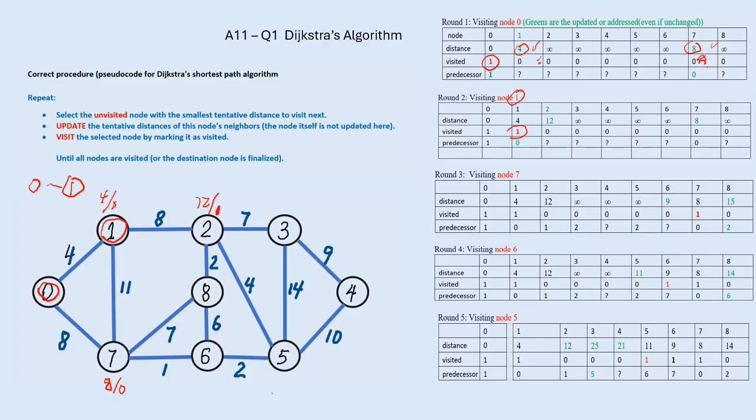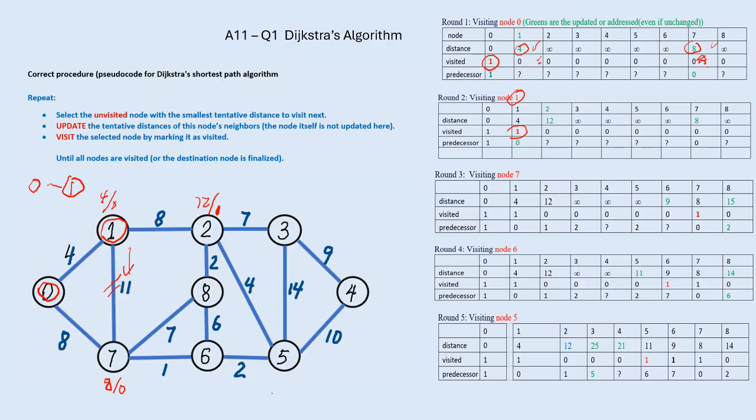This should be in blue. I will mark it as addressed but unchanged. So this is 4 plus 11, so it will be 12, but it's not picked, so it stays. But it staying doesn't mean we didn't address it. We still did work. We are visiting number 1 and updating 2 and 7.